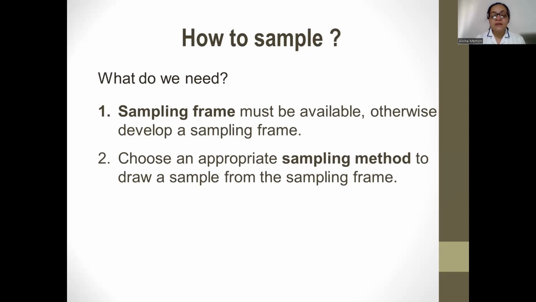What do we need for the sampling process? First is the sampling frame, very important. So once you have determined your target population, instead of directly jumping to the sample, we should always determine a sampling frame, which must be available. Otherwise, we have to develop a sampling frame.